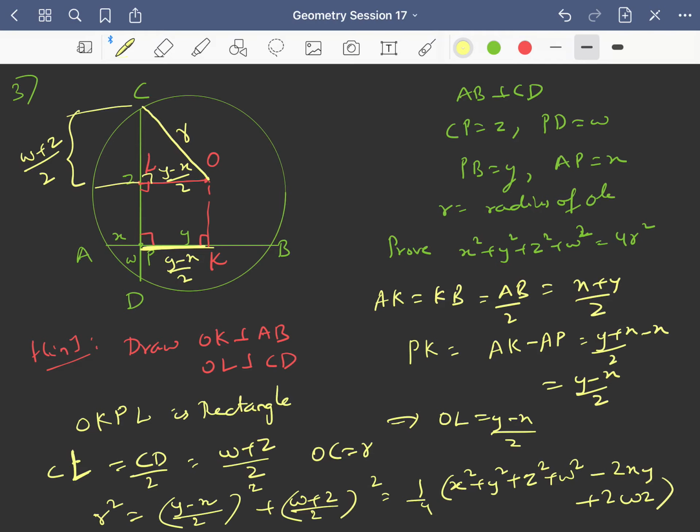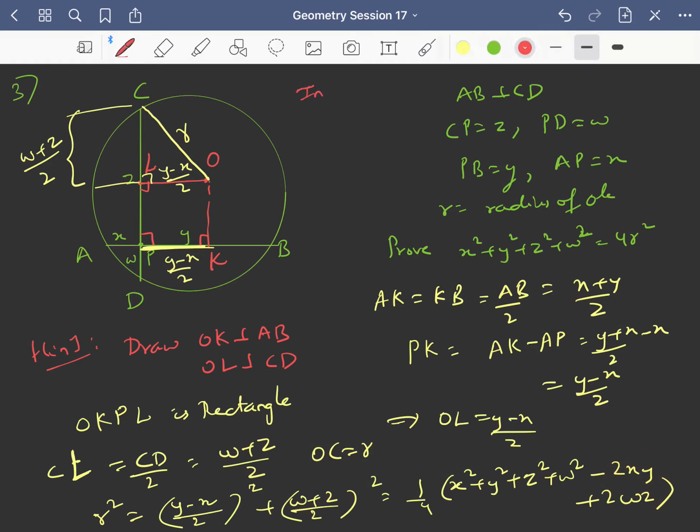Okay, so there is one more trick left here. You need to prove this, right? That is, R square is 1/4 of X square plus Y square plus Z square plus W square. So you need to prove that 2XY is equal to 2WZ, so that these two get cancelled and we get the desired result. So how do you prove that XY is equal to WZ? Just pause the video and think over it. It's just a simple property which we have learned. Try to think why XY is equal to WZ.